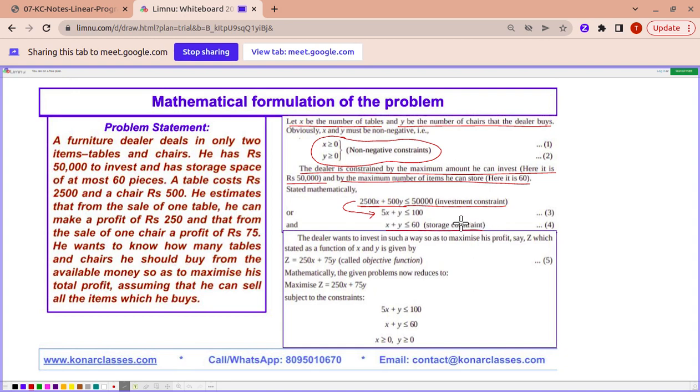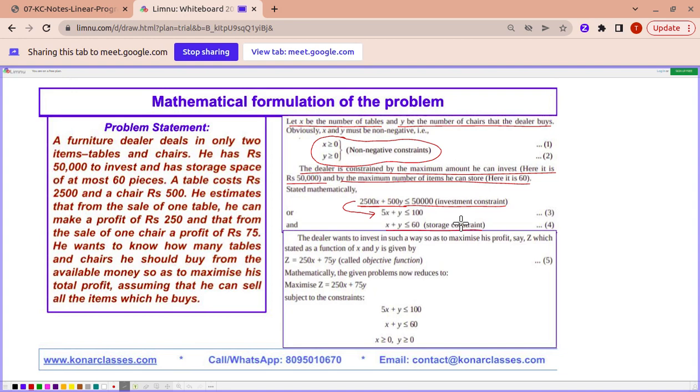So, we have two constraints here, that is investment constraint and storage constraint, and before that we discussed the non-negative constraints. But what is our objective? Our objective is to have the maximum profit. To have the maximum profit, what is the profit?